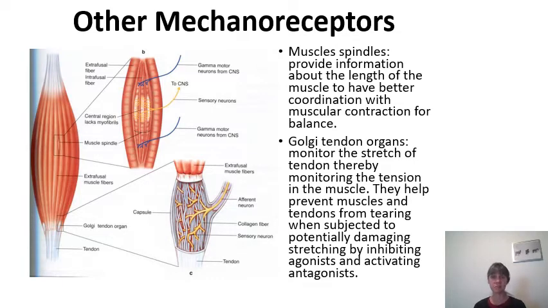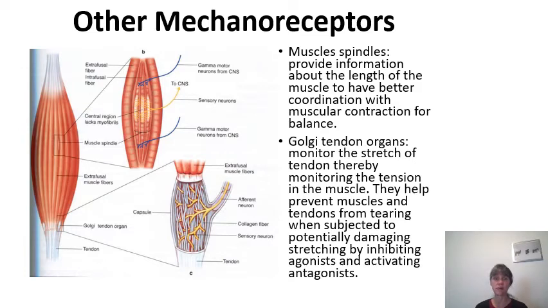And again, muscle spindle fibers are found in muscles, and they provide information about the length of the muscle, whereas Golgi tendon organs are located in tendons, and they monitor the stretch of the tension of a tendon, thereby monitoring the tension of the muscle that they attach to bone. And that's how they help prevent muscles and tendons from tearing when they are subjected to potentially damaging stretching forces. They inhibit agonists and activate antagonists.